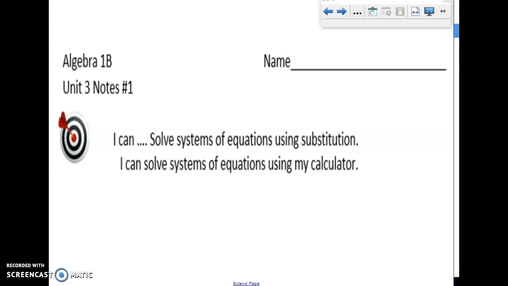With your learning targets. By the end of this lesson, you should be able to solve a system of equations using substitution, all right? And then you'll be able to solve it using your calculator. So you'll have the choice by the end of the lesson to either solve this using mathematics or to solve it using your graphing calculator.